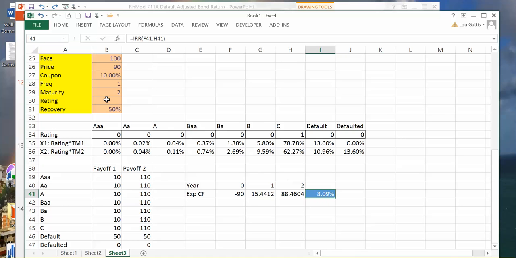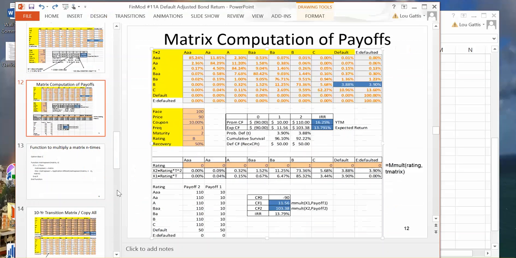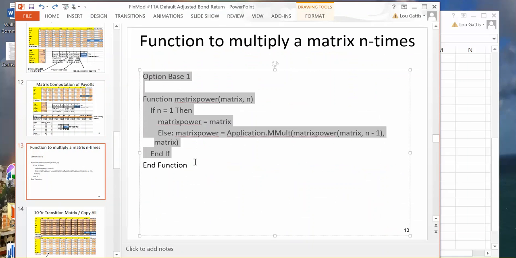Now the only bad thing about this spreadsheet is it only works for annual payment bonds and only works for 2-year bonds. Now what we're going to do in the next few minutes is extend that to get more than a 2-year bond. It could be any period. But that takes a little bit of work. Let's grab this function here. Grab the option base 1. It's called matrix power from the Benninga textbook.